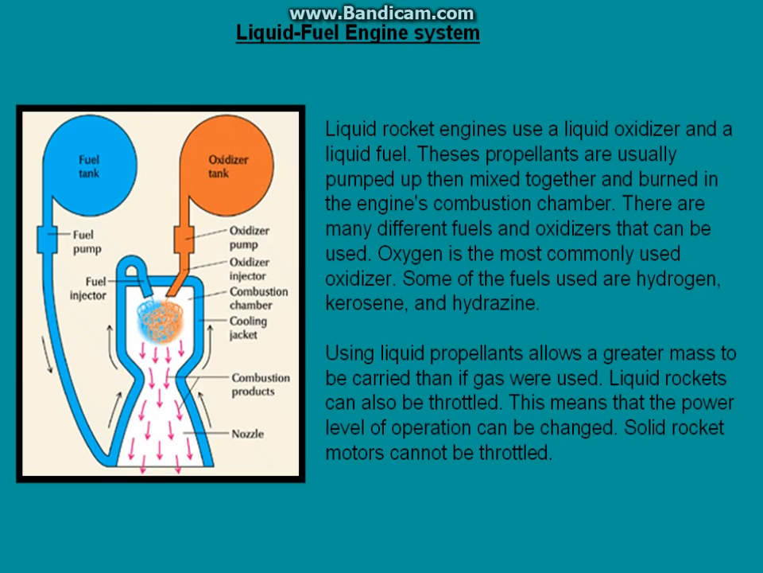There are many fuels and oxidizers that can be used. Oxygen, for obvious reasons, is the most commonly used oxidizer. Some of the fuels used are hydrogen, kerosene, and hydrazine. Using liquid propellant allows a greater mass to be carried than if a gas were used. Liquid rockets also can be throttled, which is a big plus for them. This means that the power level of operation can be changed. Solid rocket motors cannot be throttled.